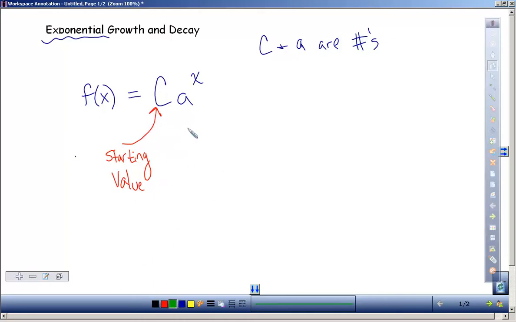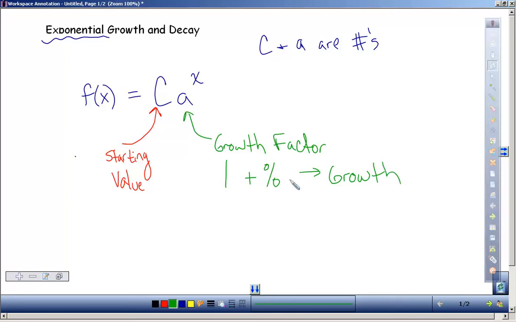A is what we call our growth factor. Could also be a decay factor, but it's our growth factor. And so it's like how much is it growing by or how much is it shrinking by. The growth factor is actually made up of a different number. The growth factor is always 1 plus a percentage if it is a growth problem, if it is gaining value, so whatever the percentage that we're growing by each day, each year, whatever the time period happens to be. It's going to be 1 plus that.